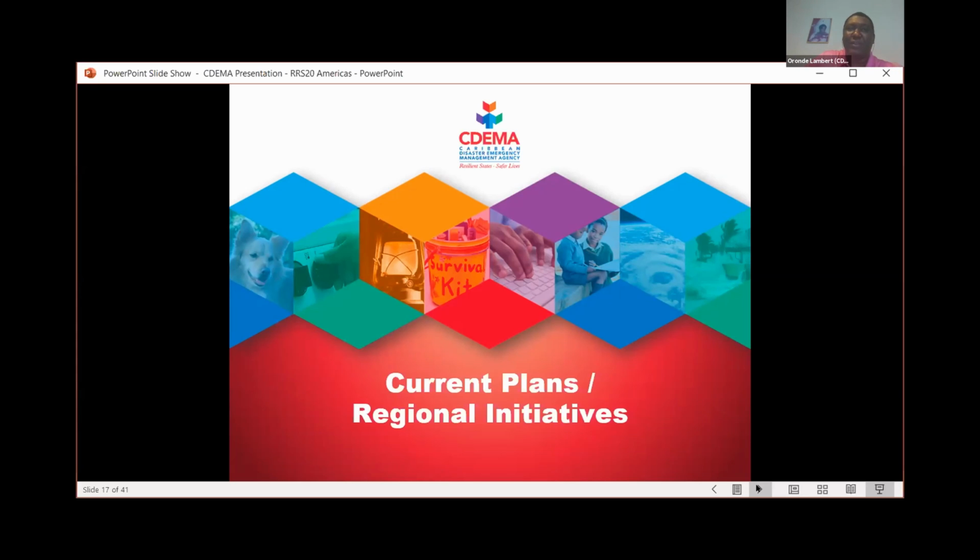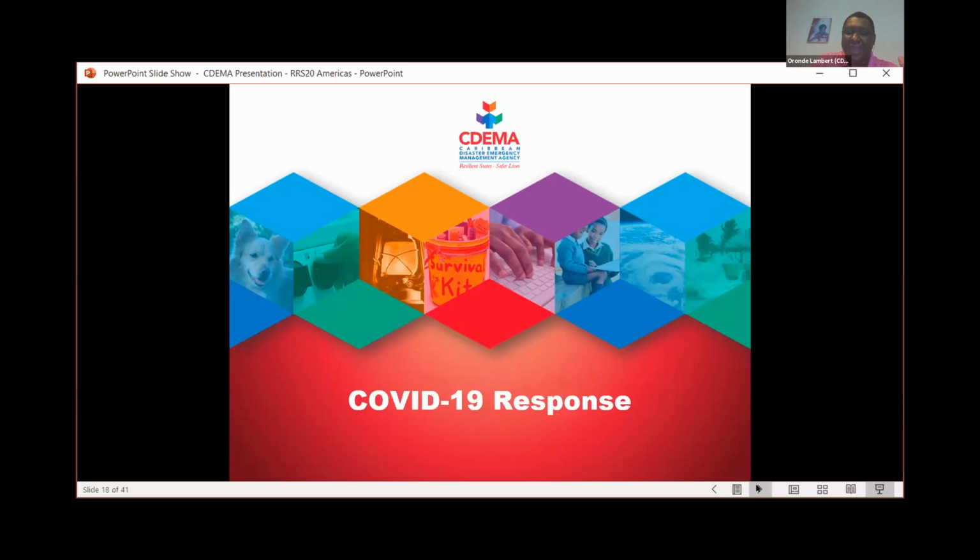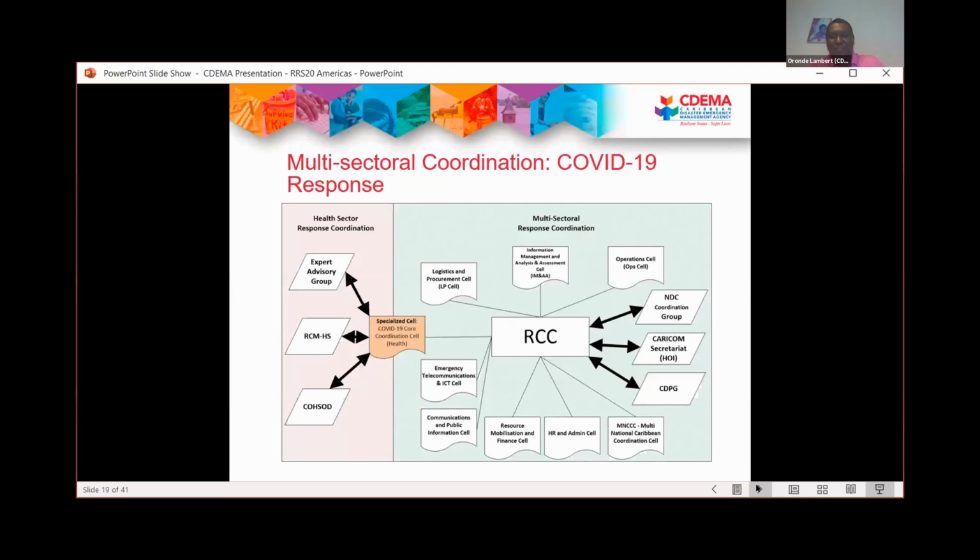As you all know, we can't get away from COVID, and that is where we are right now. So we've been active and coordinating the COVID response for the region since, I think it's February, March, if I remember correctly. This diagram speaks to the area where we are focused. The actual health sector response coordination is being done by our sister agency, CARPHA. That's the Caribbean Public Health Agency. But where we are focused is the multi-sectoral response coordination.